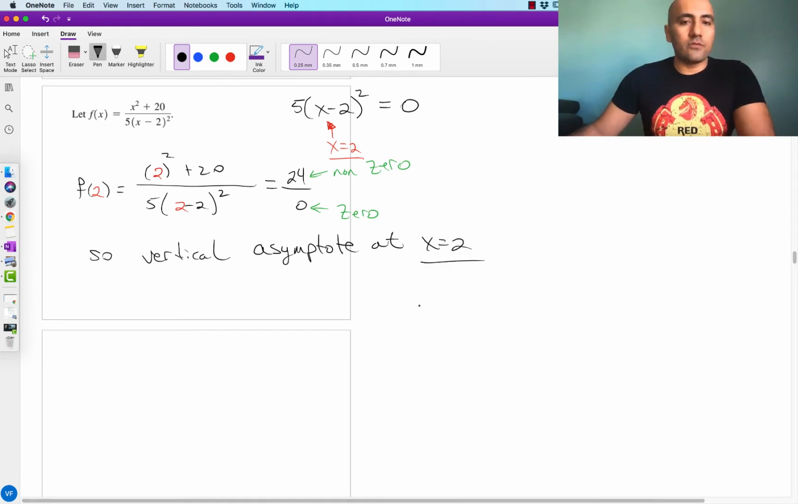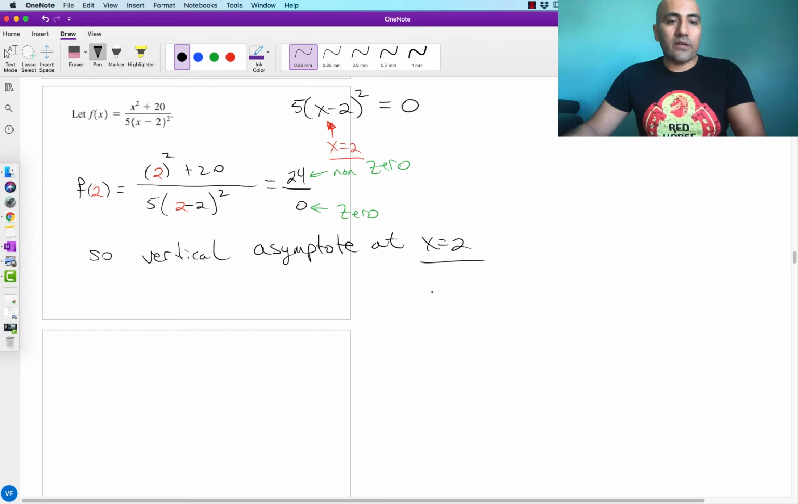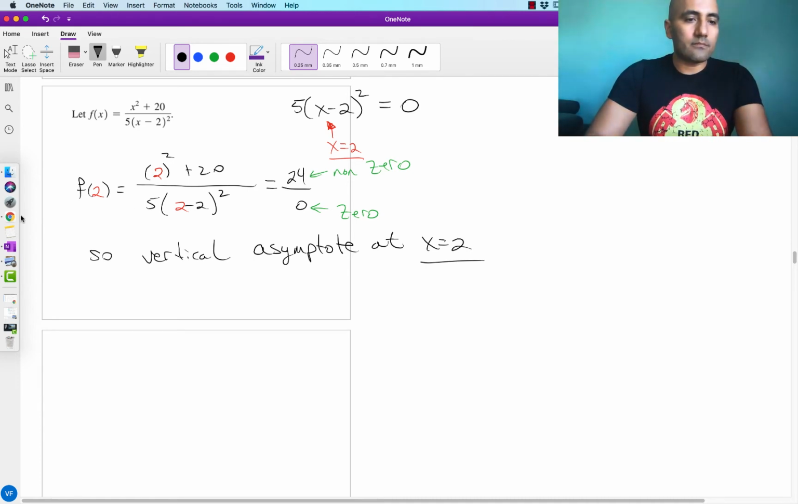At x equals 2, so I have the vertical asymptote. Now I just have to determine what happens to my function as the input values approach 2 from either side. There's only a couple of options. The function can approach positive infinity, or it can approach negative infinity from either side. So in order to figure out which is which, we really don't have any other choice but to use our calculator and use our table to come up with those values, or some other technology like Desmos. So I'm just going to use Desmos this time.